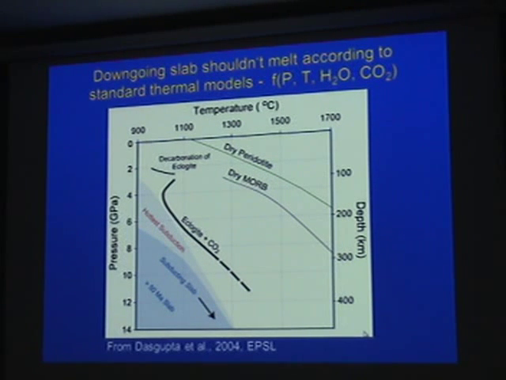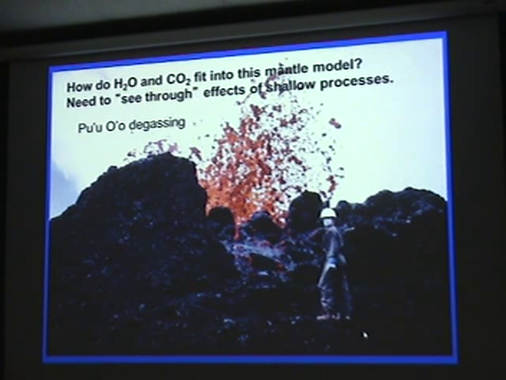Part of the problem, one of the dilemmas, is that the mechanism that I've come up with requires melting below the depth of arc melting, and you really shouldn't be able to melt there. But when you add the volatiles in, I will show that you can. Don't worry about that. All right, so why are volatiles so hard?